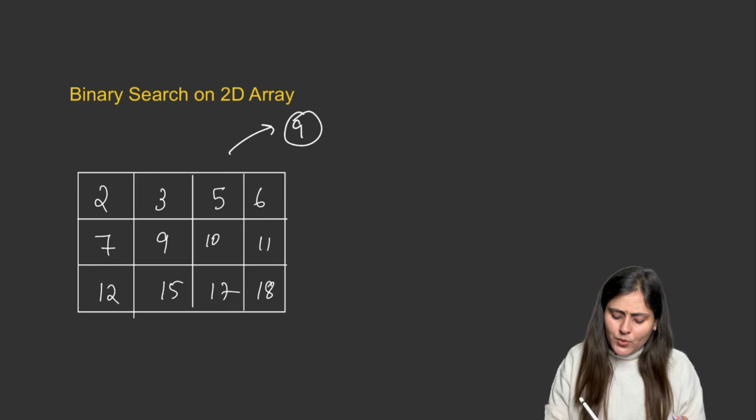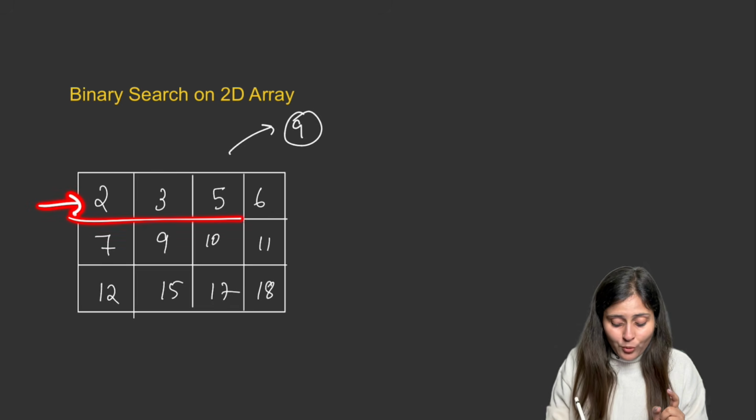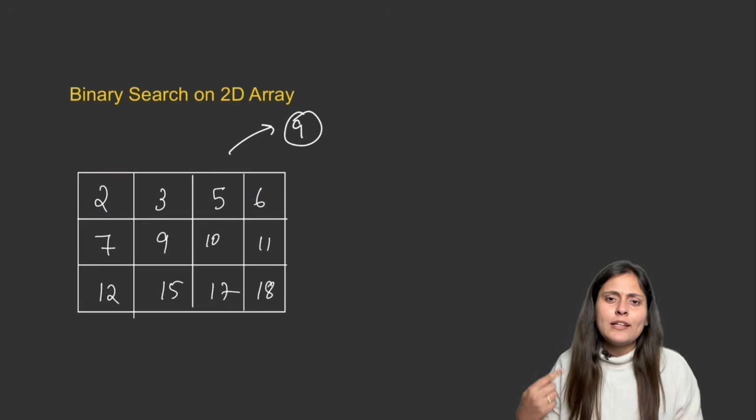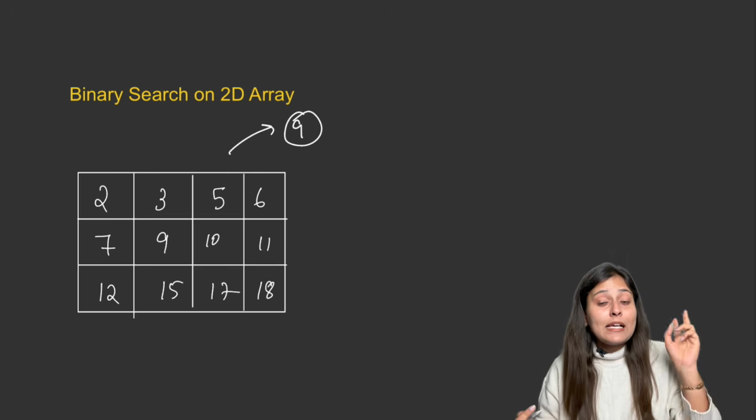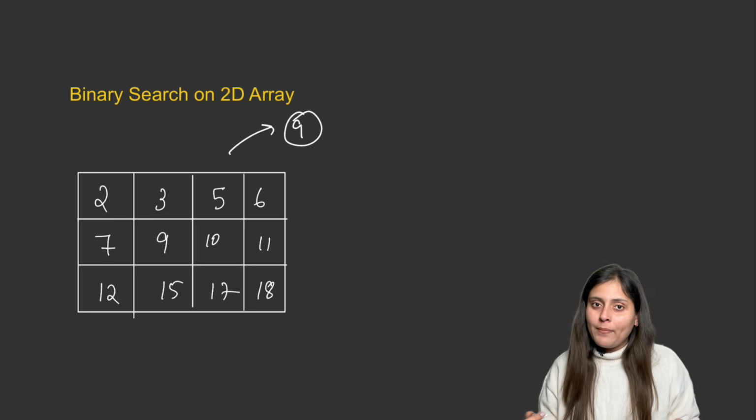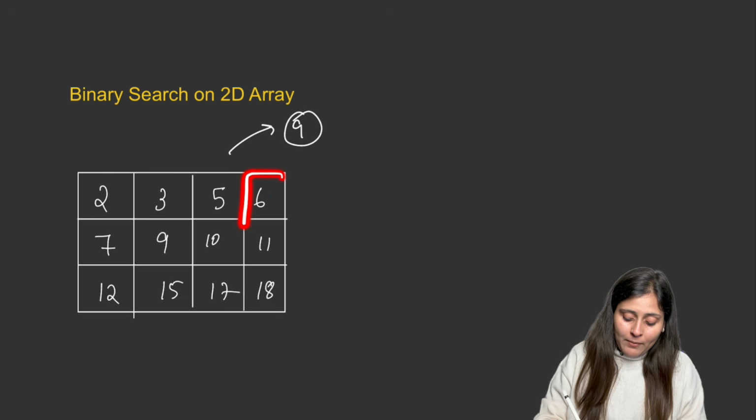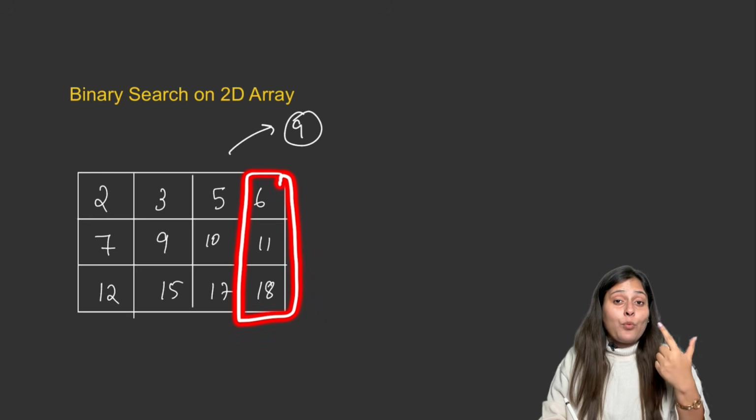The brute force approach is you can simply run 2 for loops on every row and then you can manually or linearly check whether the element is present or not. Second is binary search. How will you apply binary search? First, you will apply binary search on the column to get that valid row.